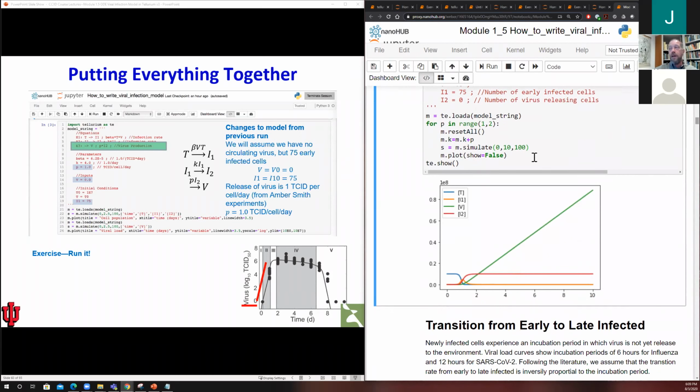And you'll notice the virus starts out low and then keeps going up. And so if I want to see that better, it would be better for me to have a log scale. It's probably a little small to see, but let me show you how to do a log scale in the plot.